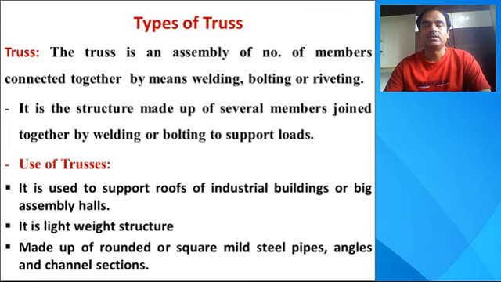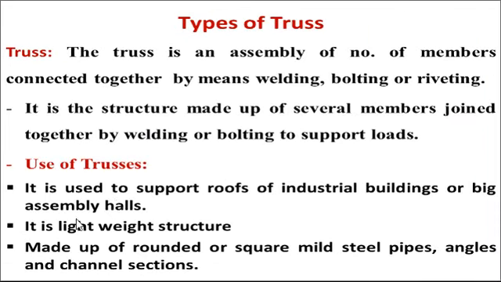Now, starting with the definition of truss or roof truss. A truss is an assembly of a number of members connected together by means of welding, bolting or riveting. It is a structure made up of several members, and they are joined together by means of welding or bolting to support the loading. That is called a truss.